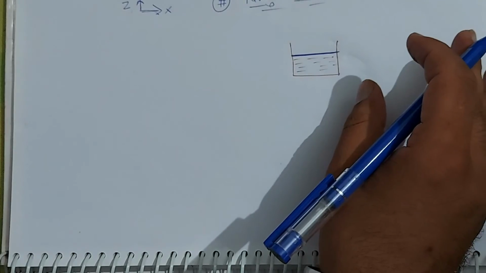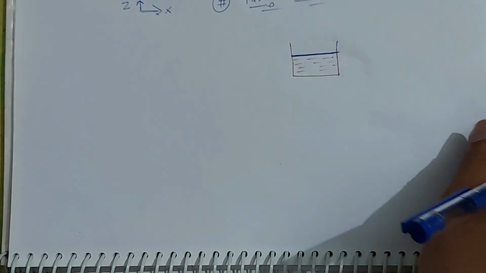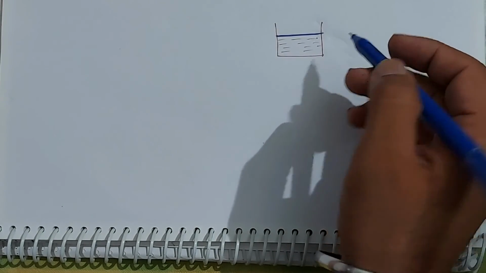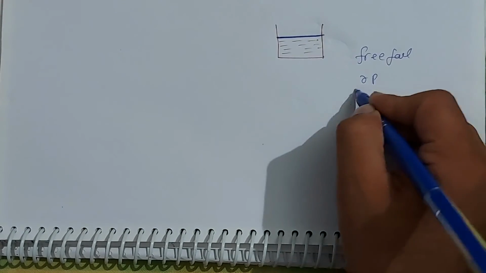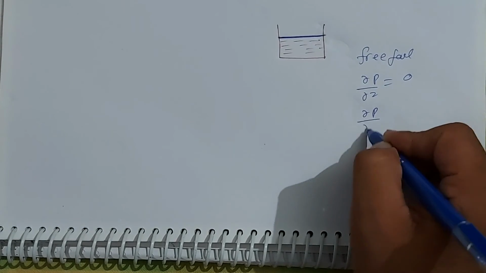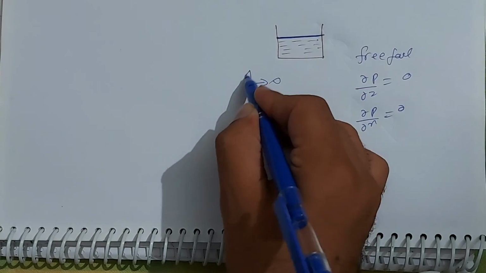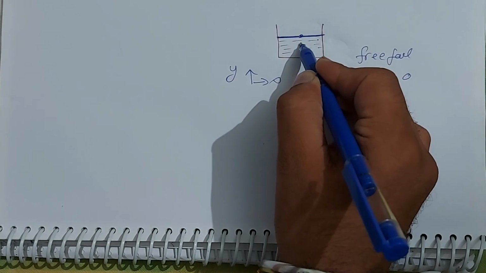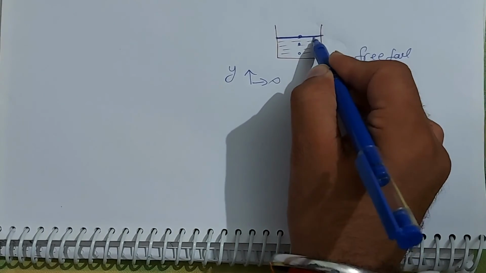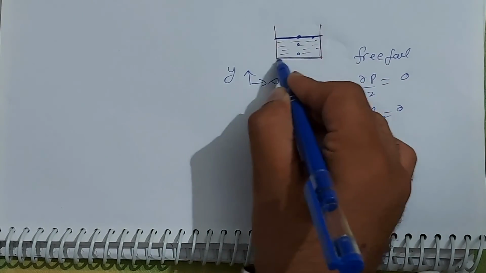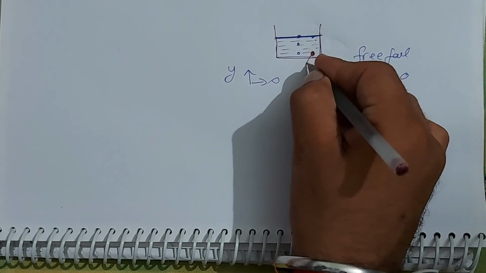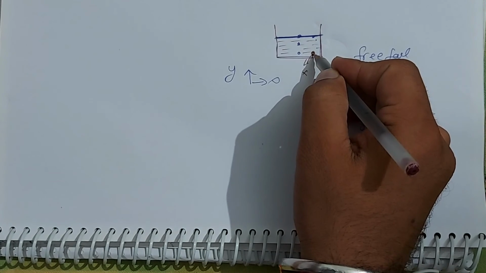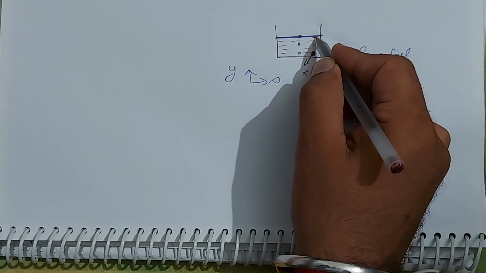It will happen in all vertical motions. But if it is the special case of vertical motion, that is free fall, then del p by del z and del p by del x both would be 0. This means the pressure here will be the same as the pressure here, the same as the pressure here, the same as the pressure everywhere in the fluid. The pressure is the same. This means this fluid particle, suppose I am naming it x, will experience no pressure from the fluid above it.